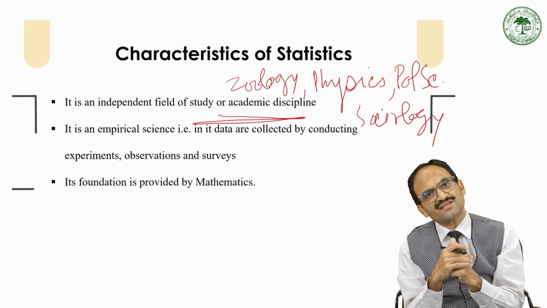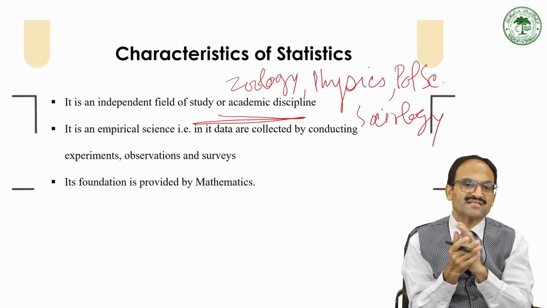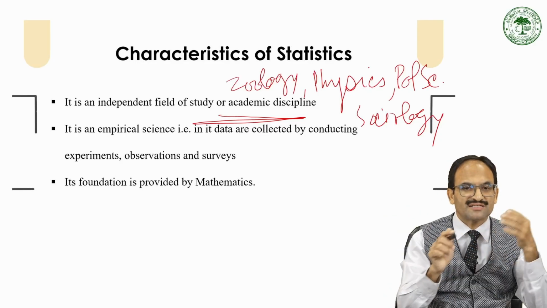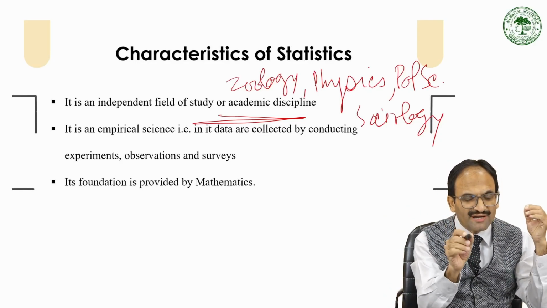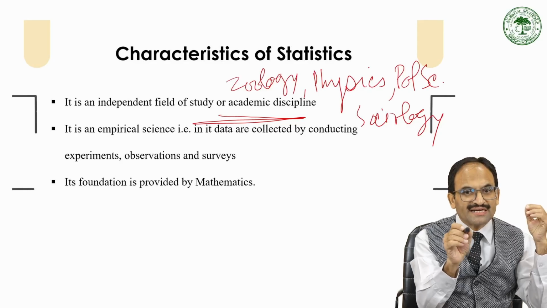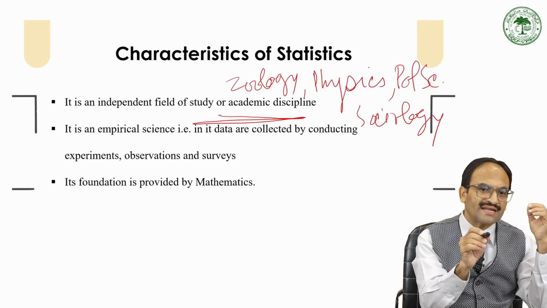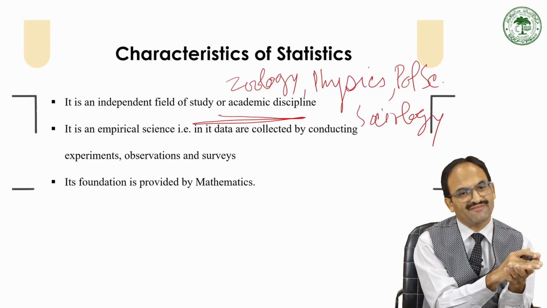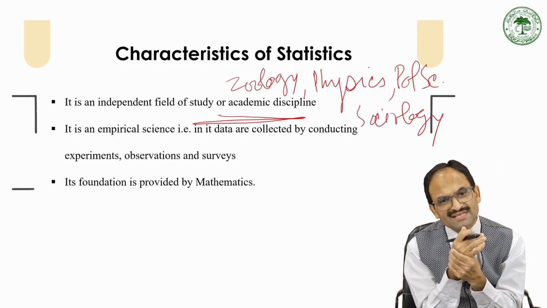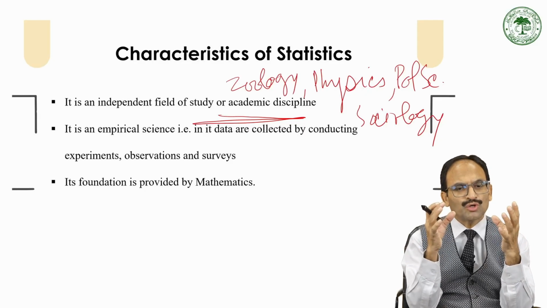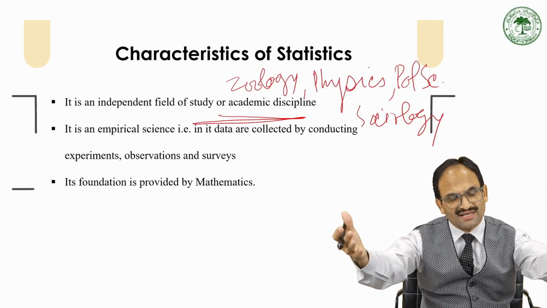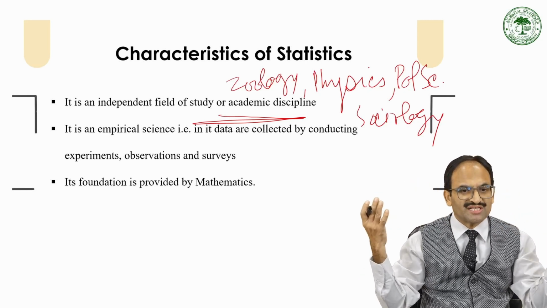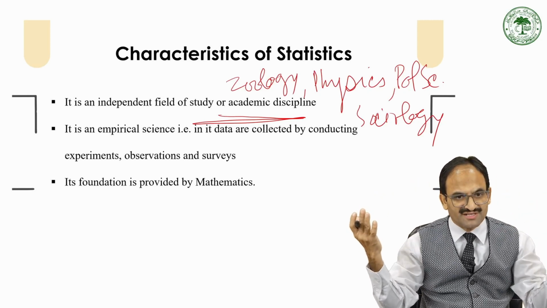Coming to the second characteristic, it is an empirical science. So, how can you say it is an empirical science? See, it has been elaborated that in it data are collected by conducting experiments, observations and surveys, which I have already explained. So, empirical science is one in which you don't believe in any other thing, rather you collect the data on your own through your experiments, observations and surveys, etc.